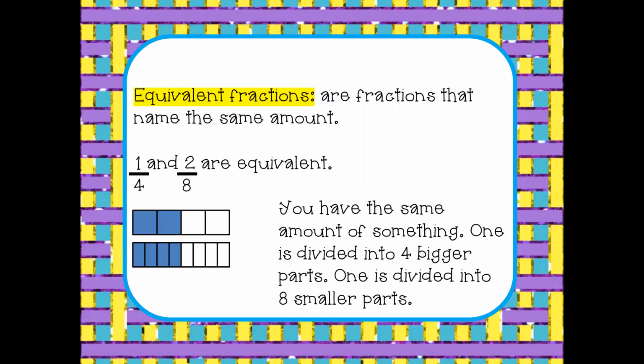Okay, equivalent fractions are fractions that name the same amount. So 1/4 and 2/8 are equivalent. And you can see that they have drawn an example. You have the same amount of something. One is divided into 4 bigger parts, but the other is divided into 8 smaller parts. But the part that is shaded in that blue color is still the same. So 1/4 and 2/8 are equivalent.